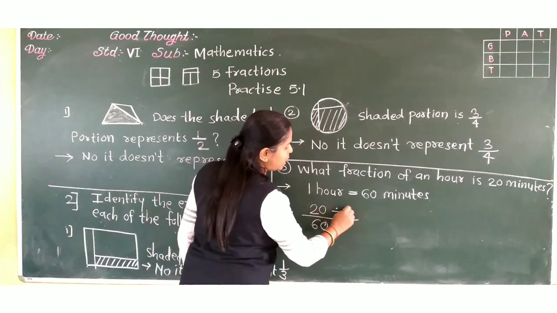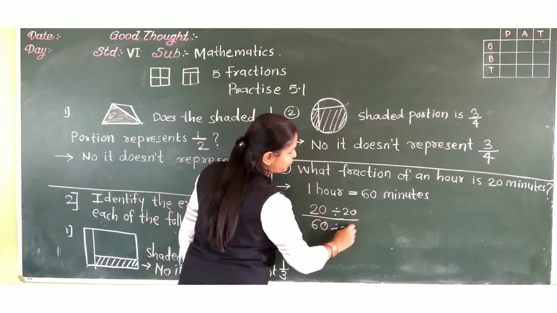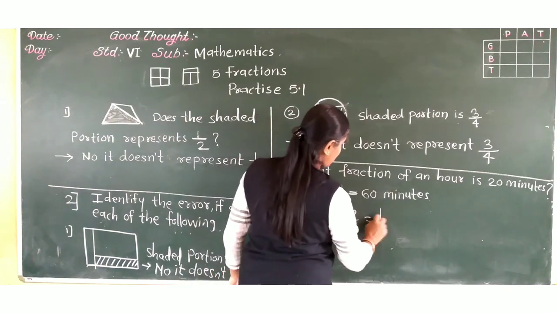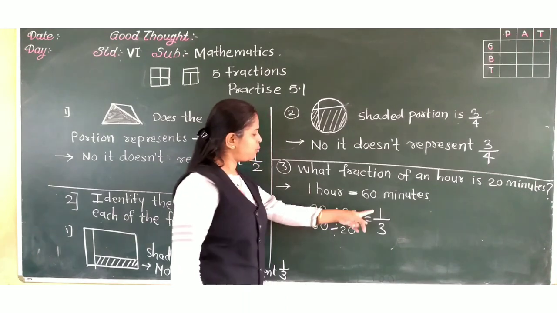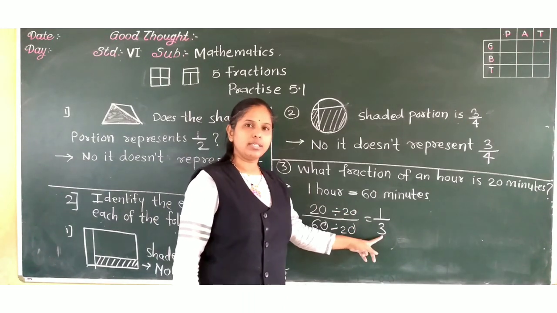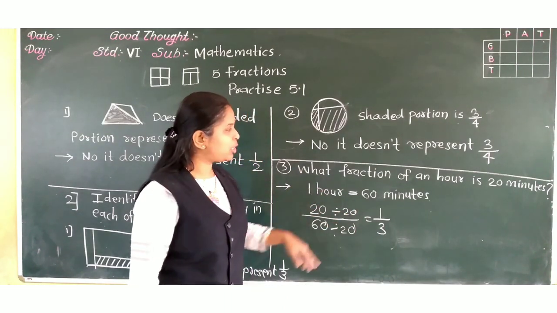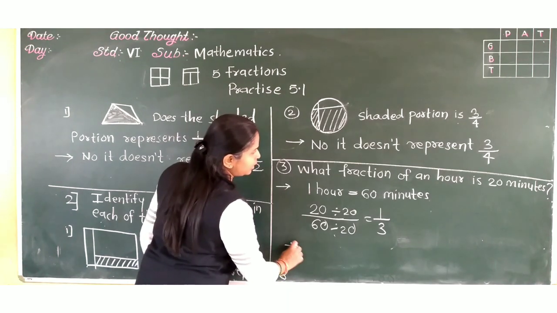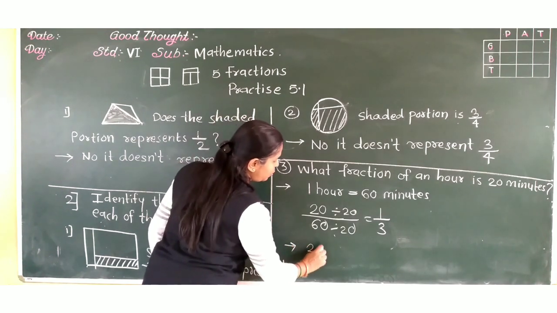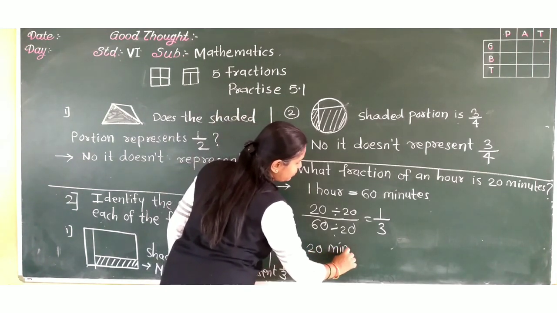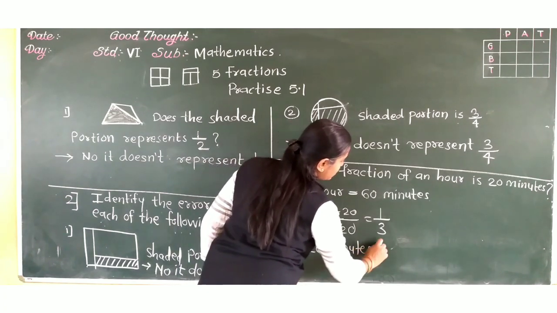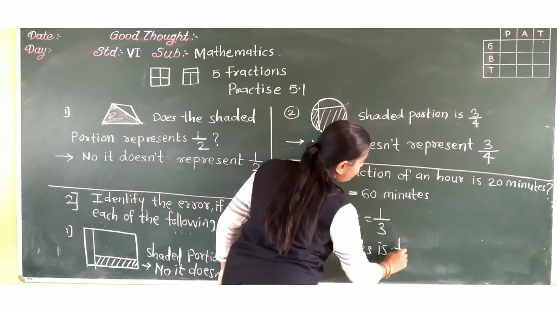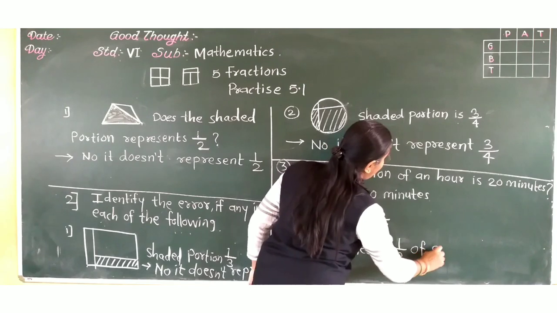Next, both numbers are divisible by 20. So the answer is: 20 ones are 20 and 20 threes are 60. So what fraction of an hour is 20 minutes? 20 minutes is 1/3 of an hour.